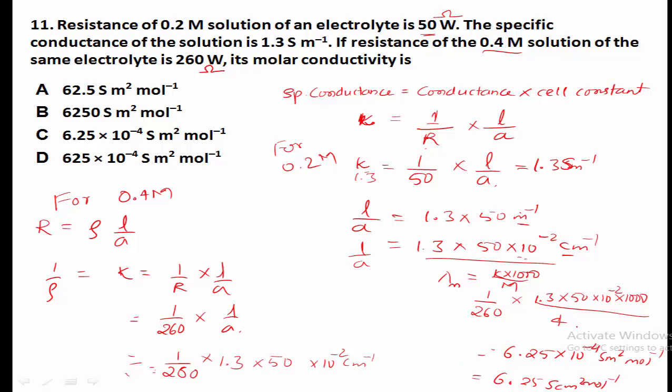So which option is right here? 6.25 siemen square centimeter per mole. So keep it as it is: 6.25 siemen square centimeter per mole, or 6.25 into 10 raised to minus 4 siemen meter square per mole. So which answer is right here? Option C. 11th answer, that is option C.